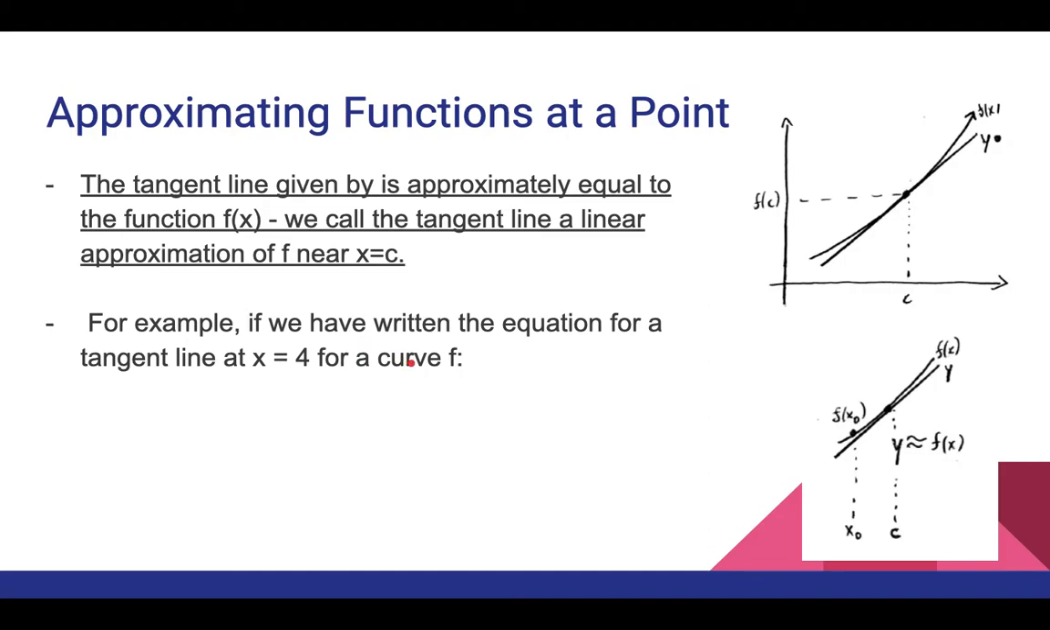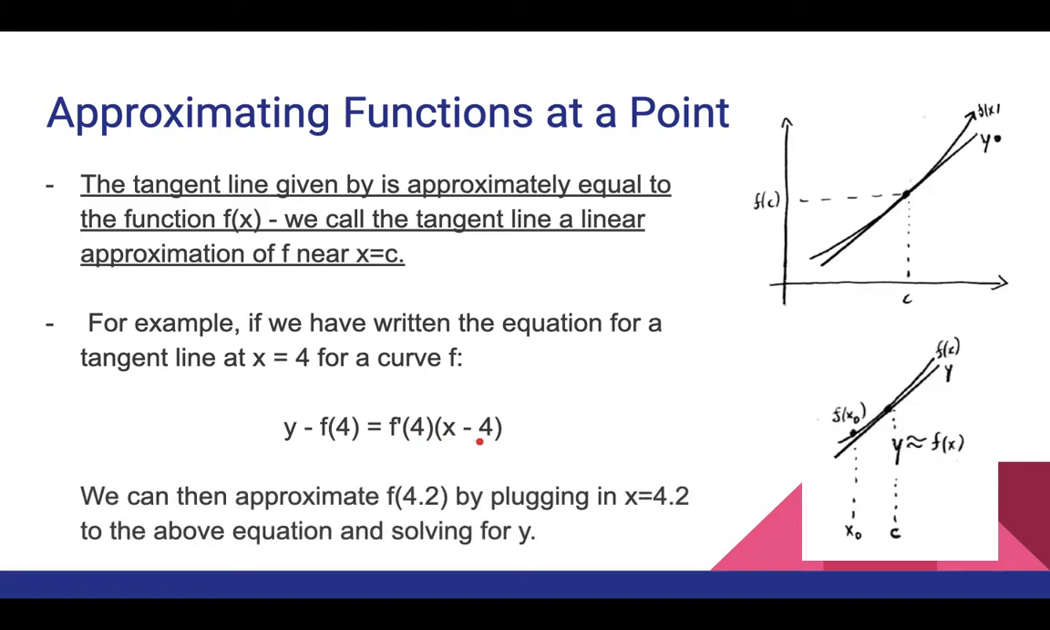So for example, if we have written the equation for a tangent line at x equals 4 for a curve f, we can write it as y minus f(4) equals f prime of 4, the first derivative at x equals 4, times x minus 4. We can then approximate f of 4.2 by plugging in x equals 4.2 right here, and then solving the above equation for y, which in this case would just amount to the extremely difficult case of adding f of 4 to both sides.